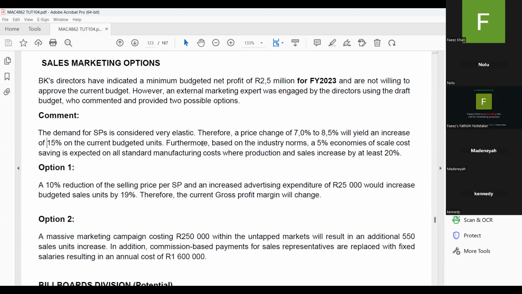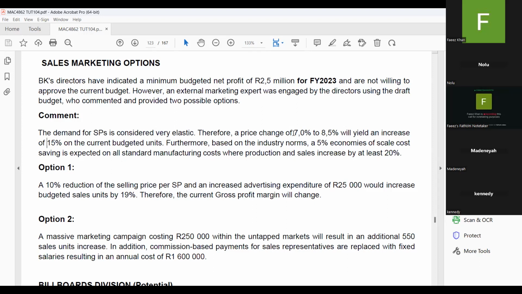Okay. Furthermore, based on industry norms, a 5% economies of scale is expected on all standard manufacturing costs, where production and sales increase by at least 20%. Okay, so just take note of that.